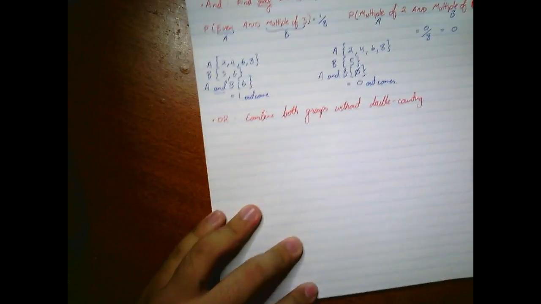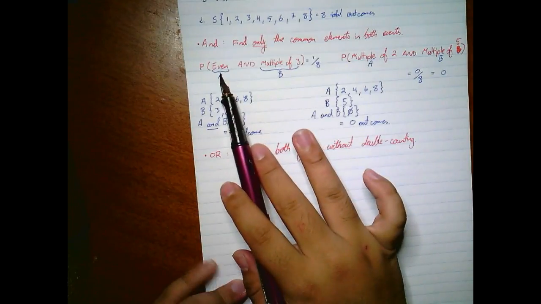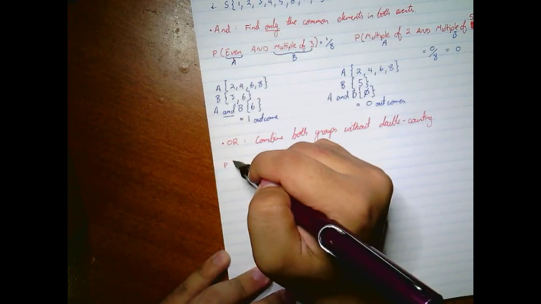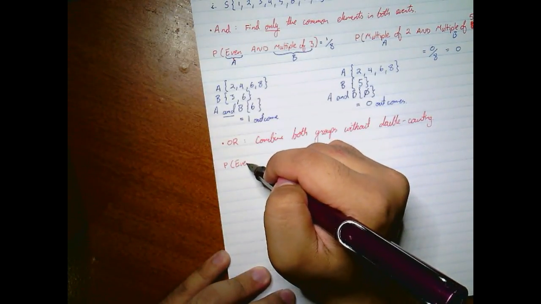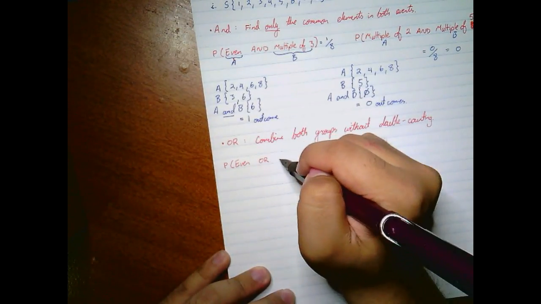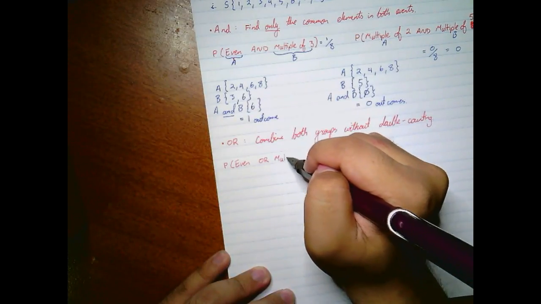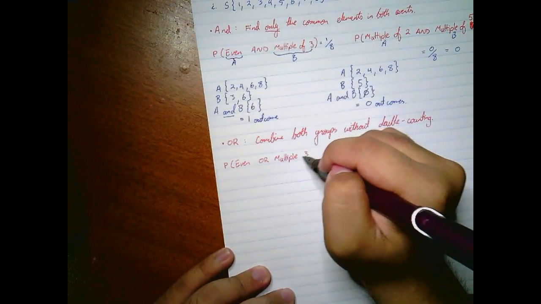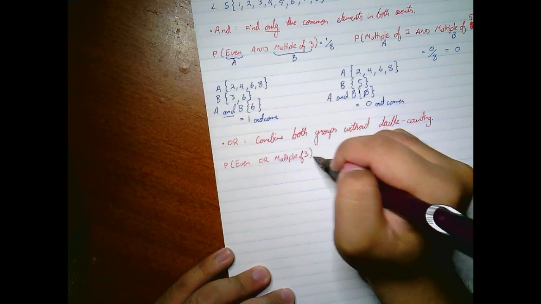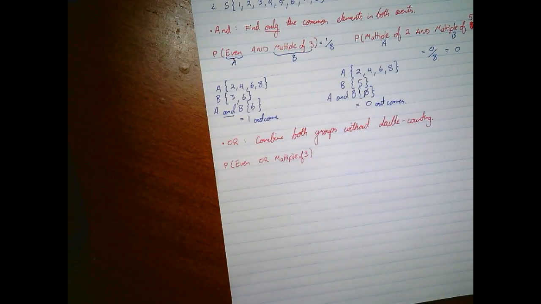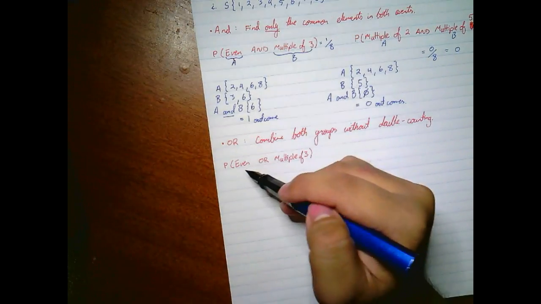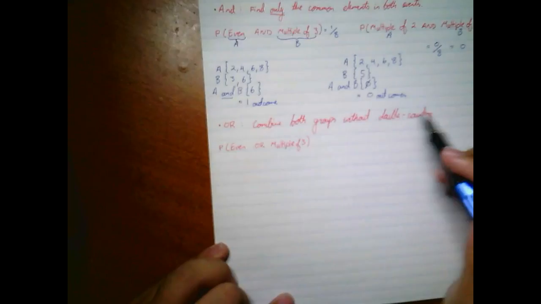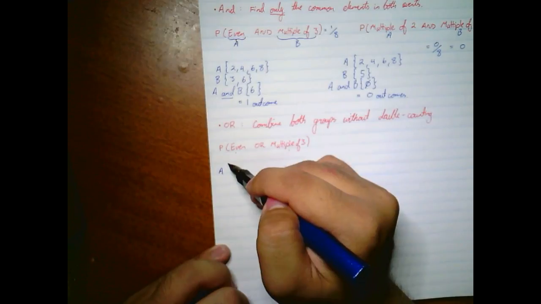Okay, so we'll take the exact same one, probability of even, but this time I'm going to change it to OR. So we're going to make it probability of even or multiple of 3. Once again, we have two conditions, A and B. I'm not going to label them anymore. We'll just leave it as A.